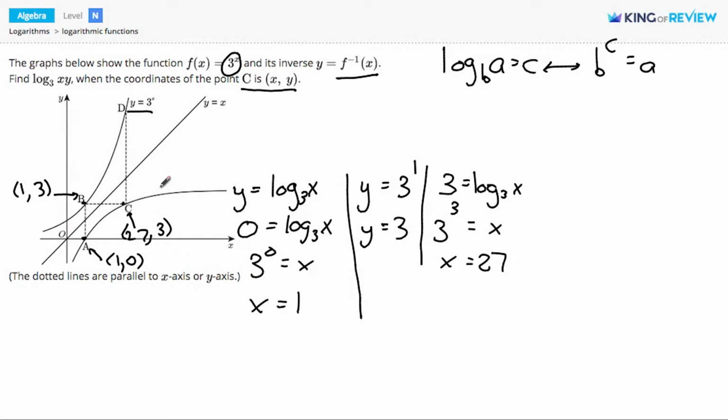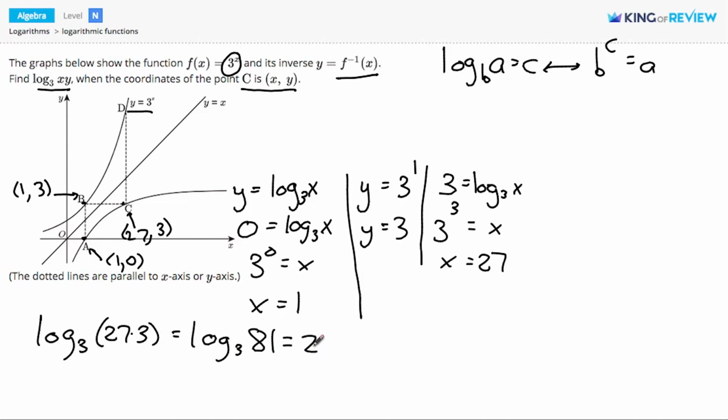Now, using those two coordinates, 27 and 3, we need to find the log base 3 of the product of those two numbers. Log base 3 of 27 times 3. 27 times 3 is 81, so we're looking for the log base 3 of 81. And let's set this equal to some number z, so that we can apply the same property we've now used twice and rewrite this problem as 3 to the z power equals 81. And since 3 times 3 times 3 times 3 is 81, we know 3 to the fourth power is 81, which means z, the answer to our log, has to be 4.